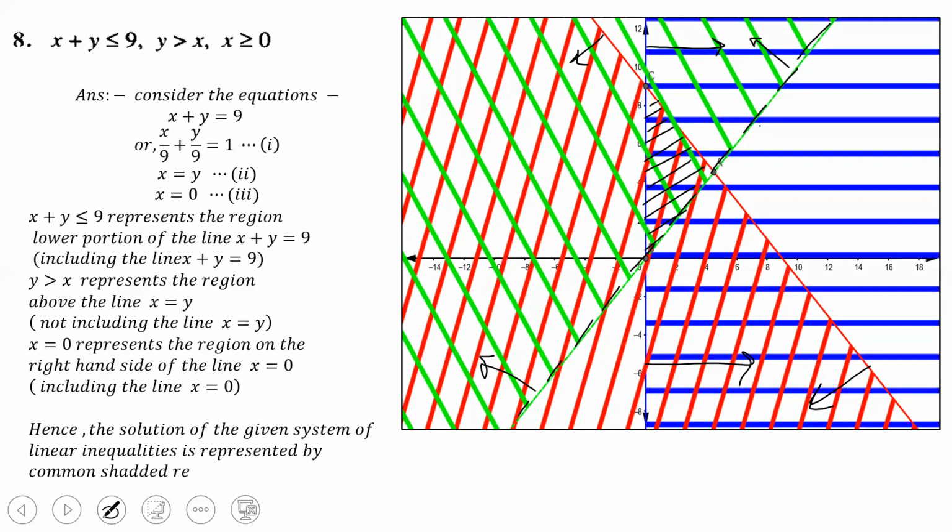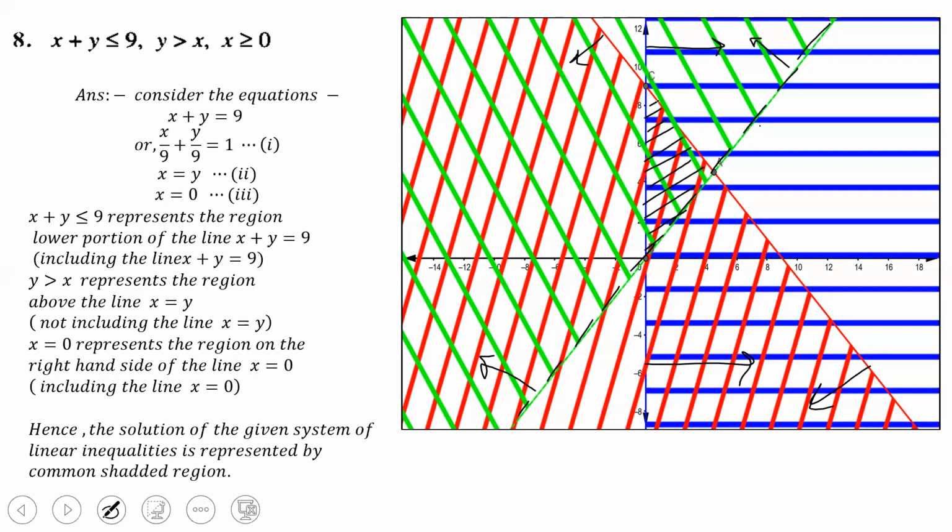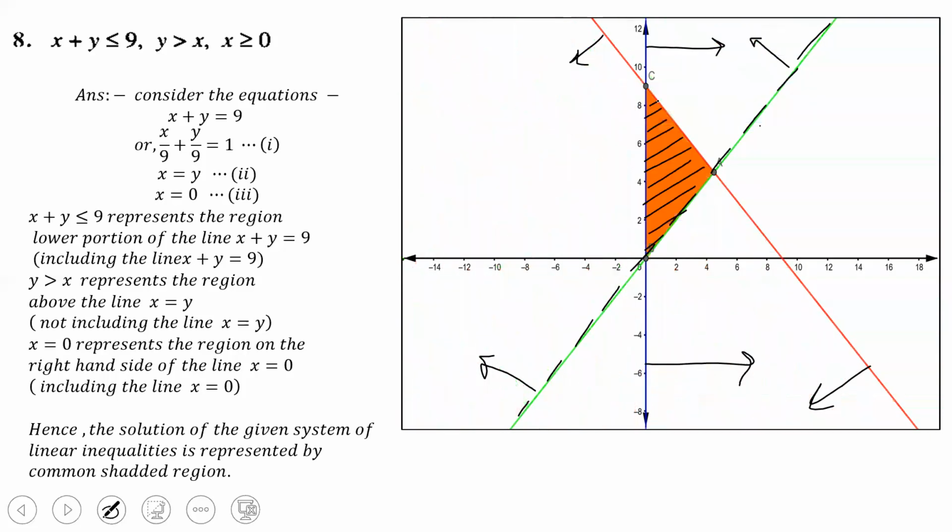Or you can do one thing: you can mark only the shaded portion. That is the solution region. You can shade just the solution region and write that the shaded portion is the solution region. Whatever is easier for you, do this. You can choose this option or that option. Choose whichever is more comfortable for you.